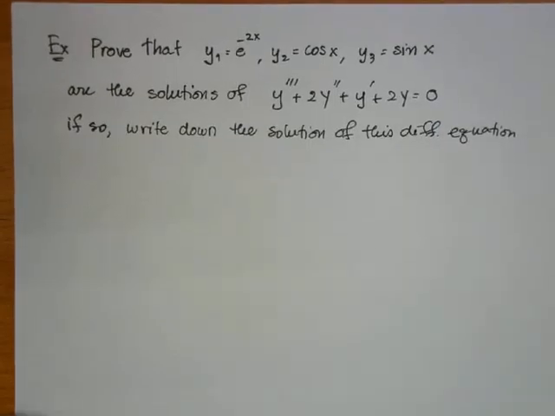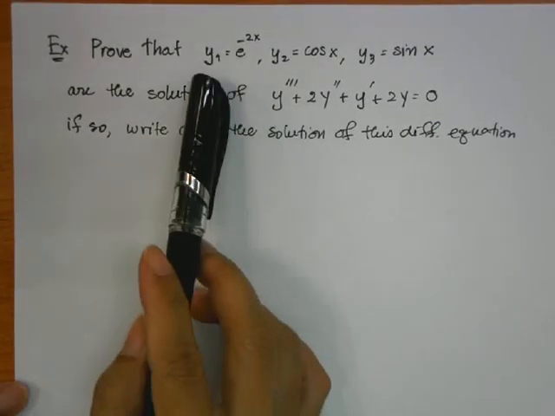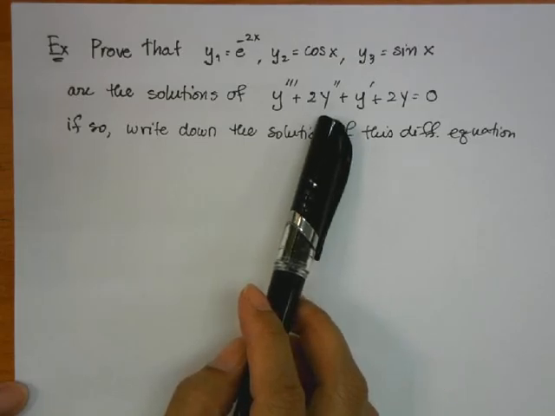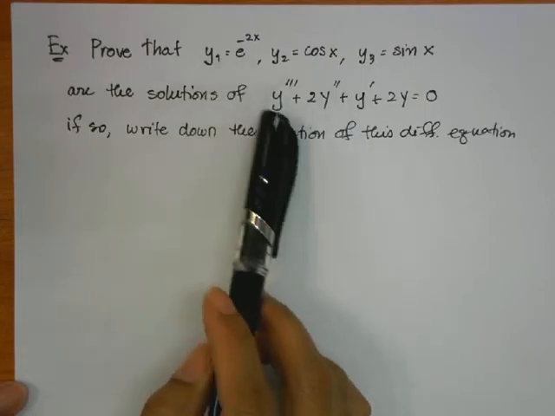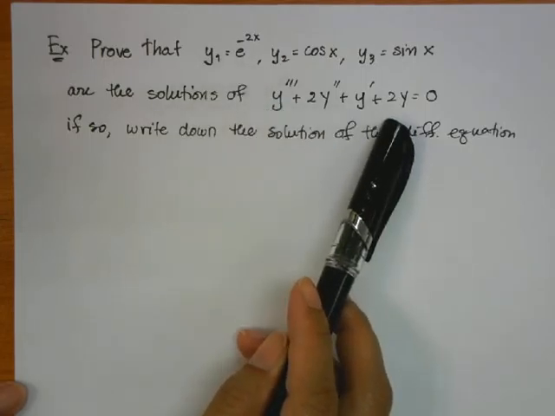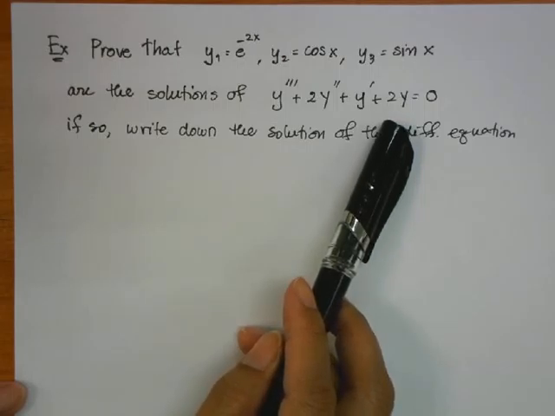Now they're asking you to prove whether y1 is a solution of this differential equation, and whether y2 and y3 are also solutions. The way to prove that is to put the value of y1 into this differential equation. If it is equal to 0, that means y1 is one of the solutions. And then you do y2 and y3.